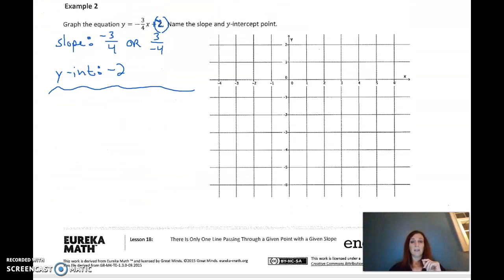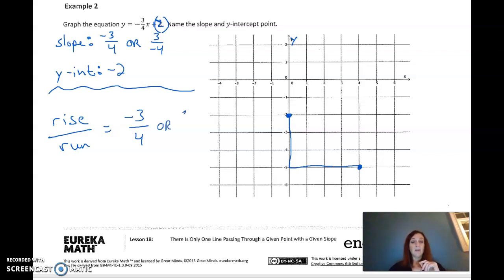So plot the y-intercept. Here's my y-axis. I go to negative 2, put a dot. I'm going to apply my slope, my rise over run, and I'm going to say that's negative 3 over 4. So I'm going to rise negative 3, so I'm going to go down 3. 1, 2, 3, and I'm going to run to the right 4. 1, 2, 3, 4, put a point.